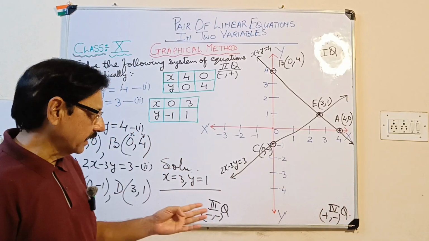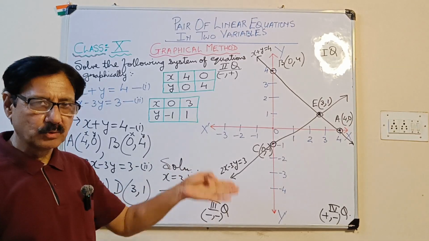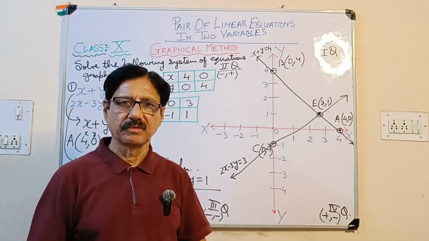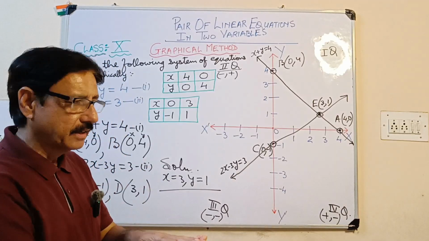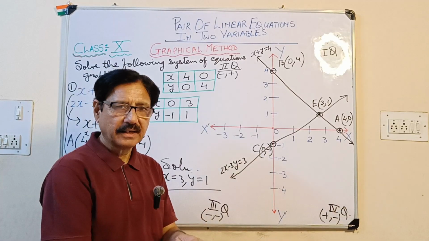So in coincident lines we know that a1 by a2 is equal to b1 by b2 is equal to c1 by c2. So both the equations will coincide, एक दूसरे में समा जाएंगी.